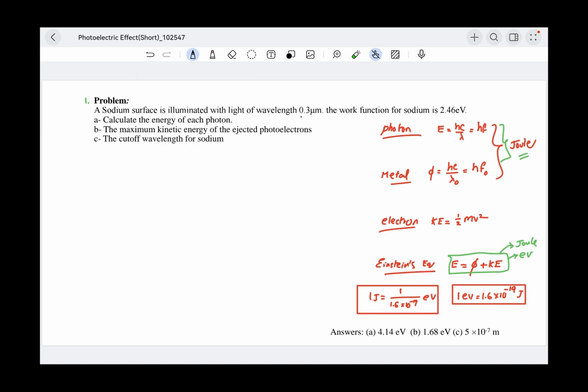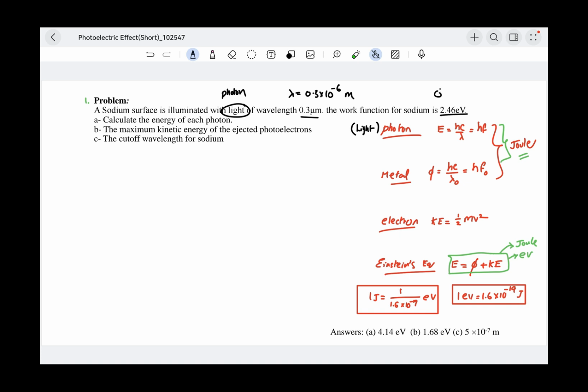A sodium surface is illuminated with light of a given wavelength. Light means the photon. The wavelength is 0.3 micro, which means 10 to the power of minus 6 meter. The work function for the sodium is 2.46 electron volt.